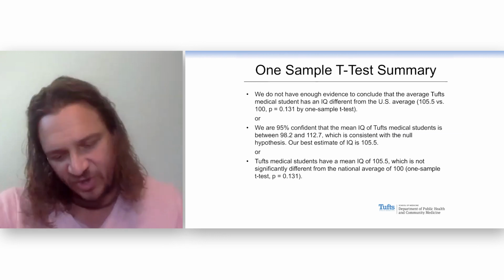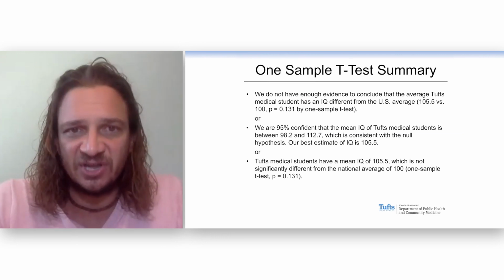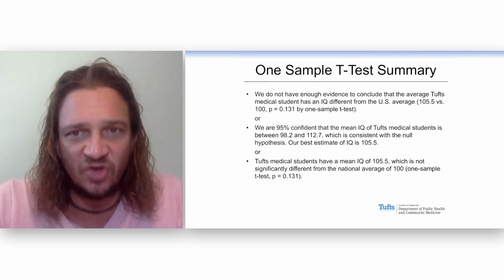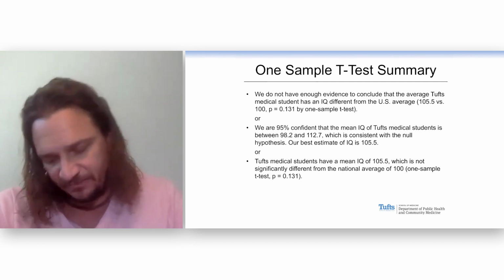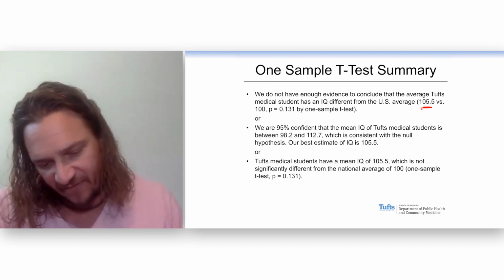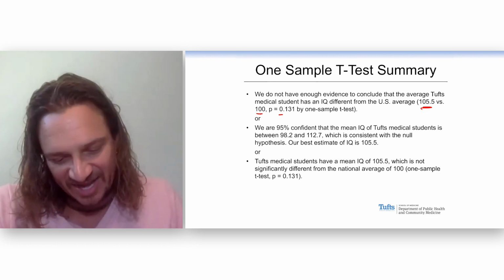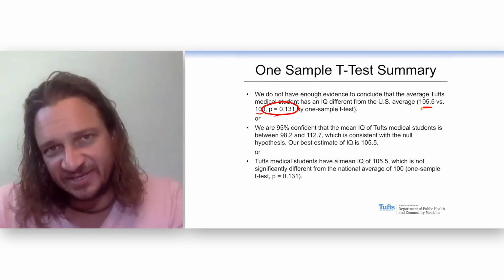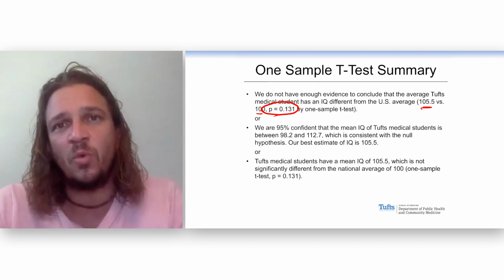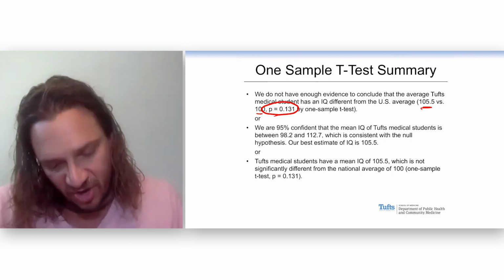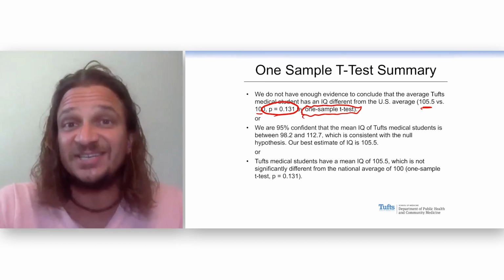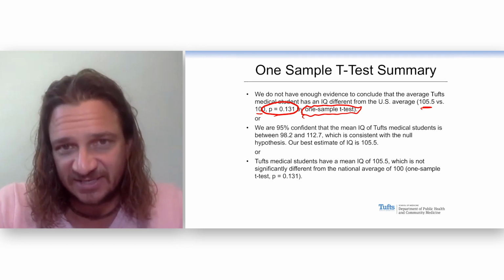I'm going to read through these. We do not have enough evidence to conclude that the average Tufts Medical student has an IQ different than the US average, which is 100, right? So here we see 105 versus 100, and I state the p-value. Now, eventually, when you read things like this, it'll be obvious to you, oh, that's a one-sample t-test. But when you're learning this, I want you to say, if there's a p-value, there's a test that you ran, say the name of the test.